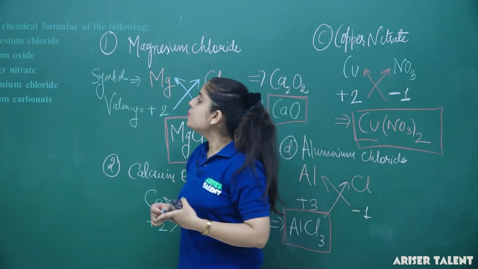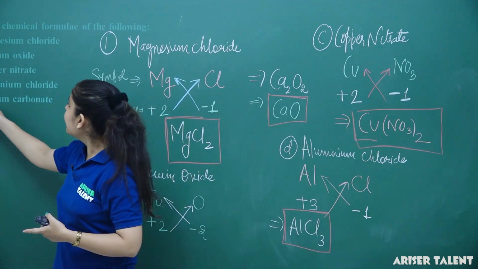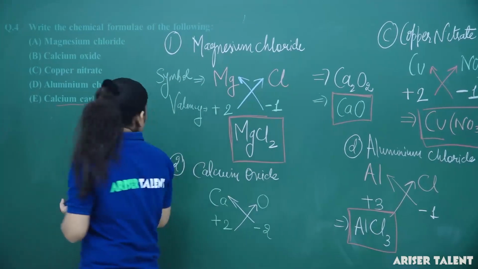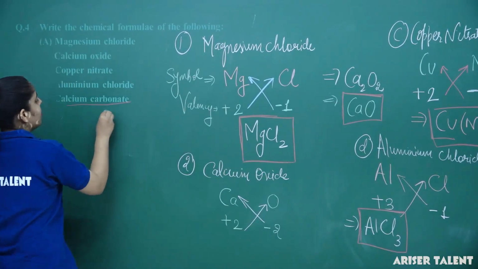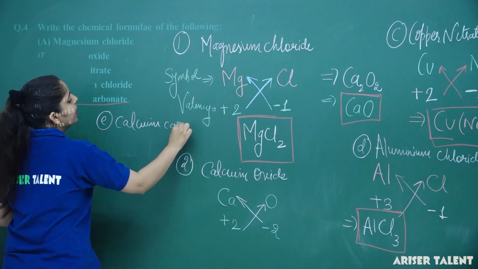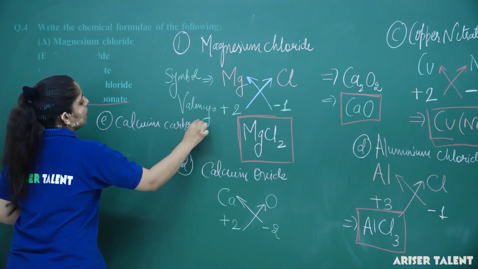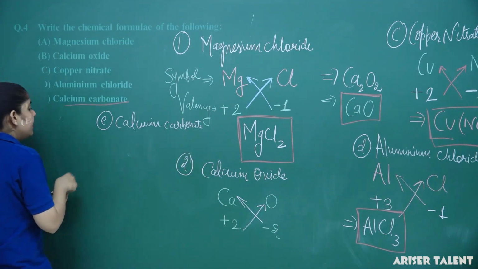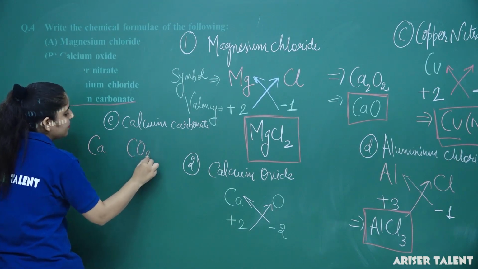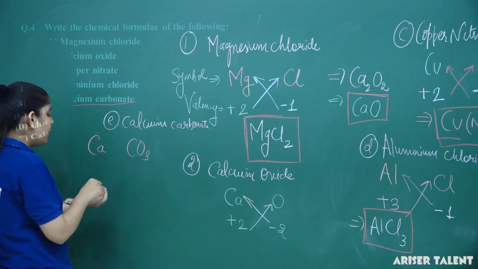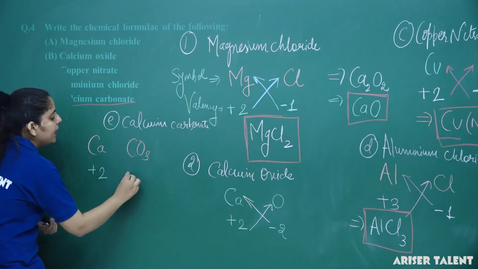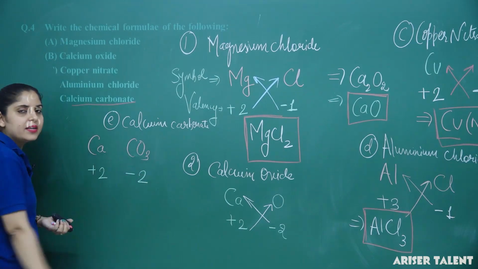Now, let's move to the last part, that is E, and it is calcium carbonate. So, E part I am solving here. E part is calcium carbonate. Now, the calcium is Ca, and what is carbonate? Carbonate is CO3. This is our carbonate group. Now, calcium is having a valency of +2 and carbonate is having a valency of -2.